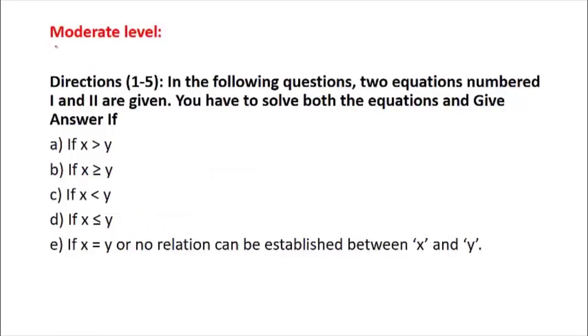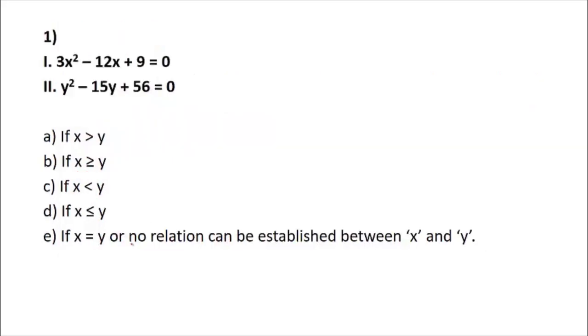Our first level would be the moderate level of questions. Directions: there are 5 questions, 1 to 5. In the following questions, 2 equations numbered 1 and 2 are given. You have to solve both equations and give the answer, finding the relationship whether x is greater than y, x is greater than or equal to y, x is less than y, x is less than or equal to y, or the relation can't be determined, or x is equal to y. So let us take the first question.